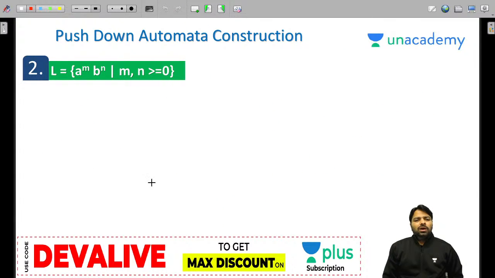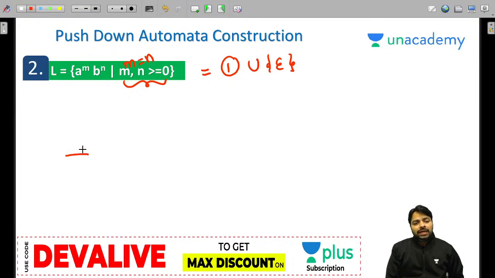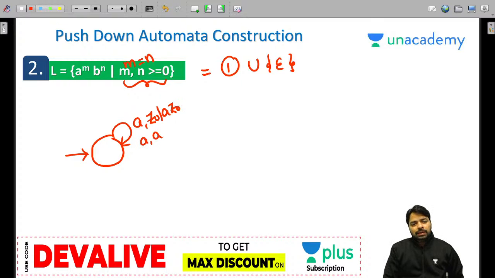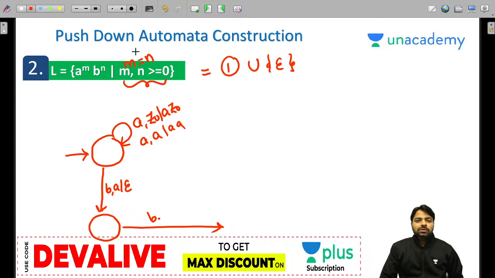Now here, m and n are there, but m comma n greater than or equal to 0. Now, what is the difference? It is problem 1 union just epsilon extra. That means the entire motion is the same. Push the first A, push the remaining A's. When B comes, pop A. And after that, you can put a self loop for every B, pop A, same job.